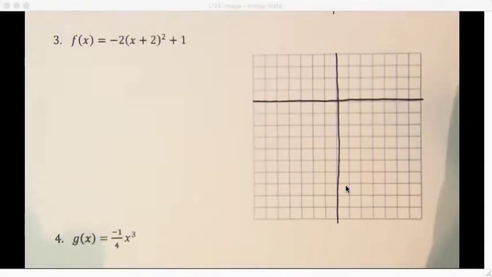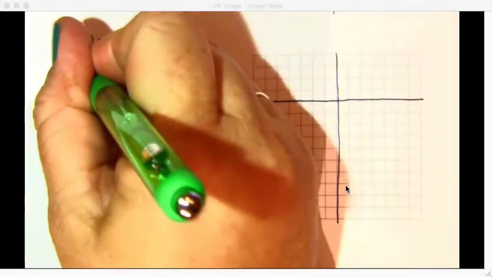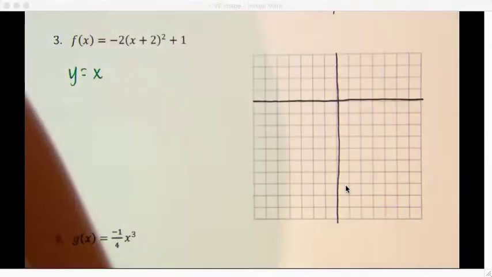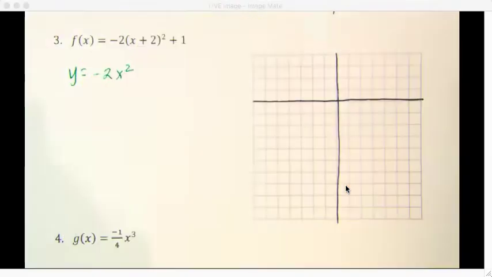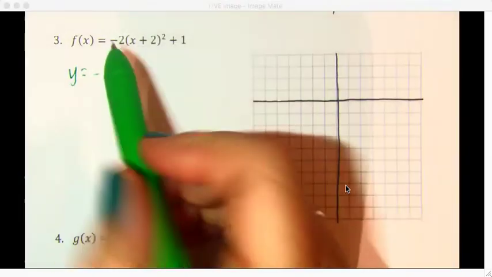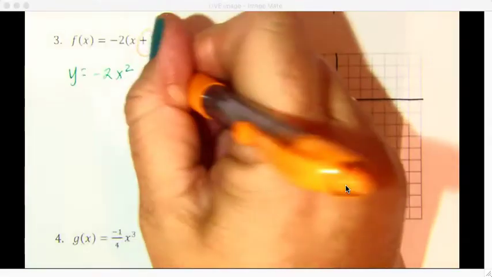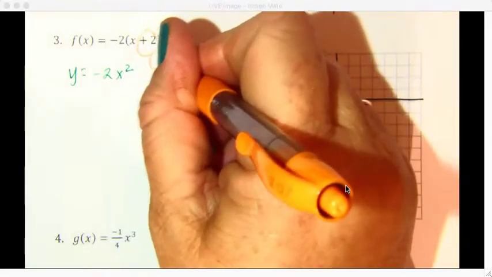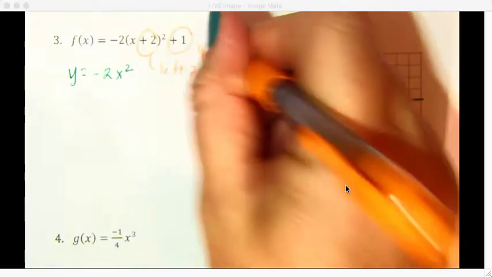Taking a look at the next one, we are looking at a parabola, and I have my parent graph, y equals x squared. But rather than just using x squared, what I'm actually going to do here is use -2x squared. And the reason I'm going to include that -2 is because then the shifting I'm going to do is just taking these into consideration. So that +2 means I'm going to move left 2, and that +1 means I'm going to move up 1.